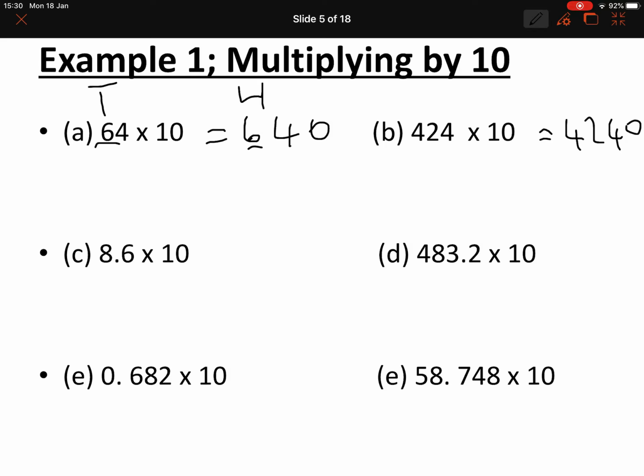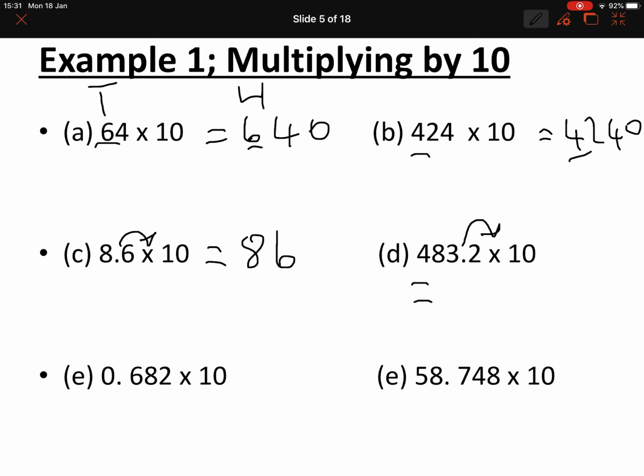424 times 10 will just be 4,240. We put a 0 at the end if it's a whole number, and each place value moves forward one place. So the 4 used to be 100 before I times it by 10. It's moved forward one place value into the thousands column. Right, so when we do 8.6 times 10, just imagine the decimal point moving forward one place. So that would be 86.